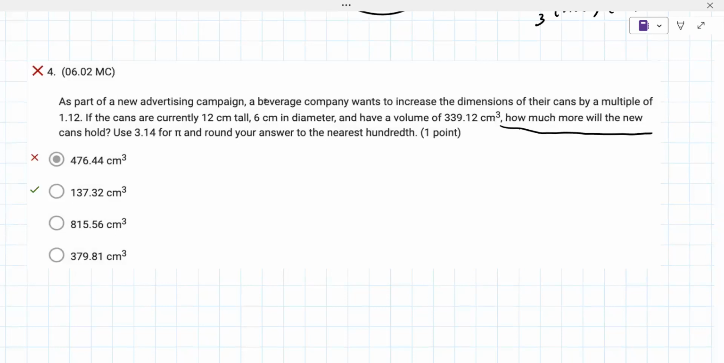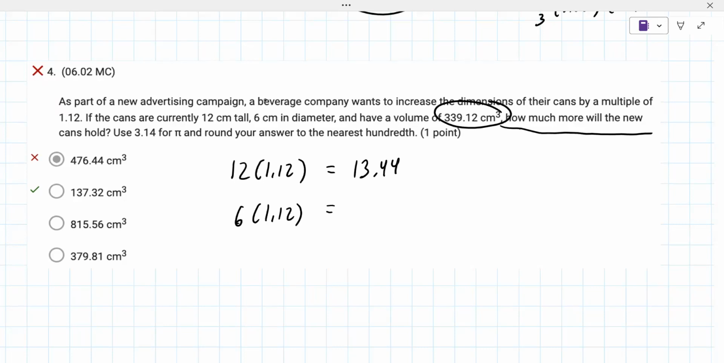So I believe what happened is that we calculated the new volume. We didn't calculate the difference, but let's run through it. So the current volume is this. And so the new volume is we need to take 12 and multiply by 1.12 and 6 and multiply by 1.12. So could you do that for me, please? Well, the 12 times 1.12 is 13.44, and the 6 times 1.12 is 6.72.